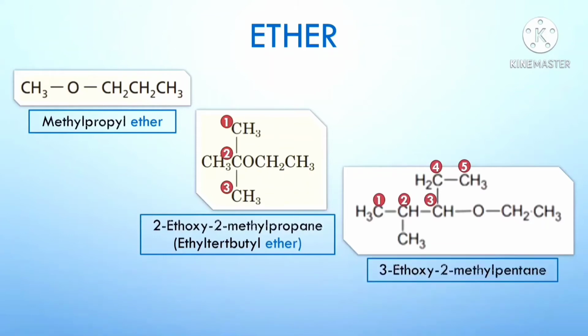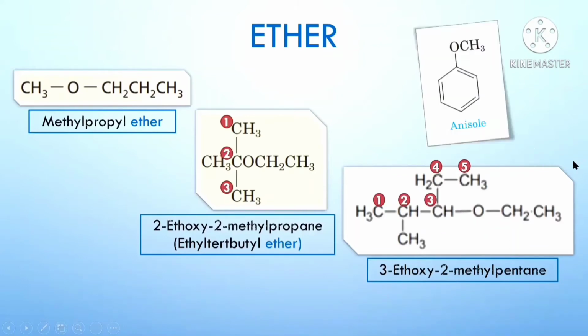So the name would be 3-ethoxy 2-methylpentane. This means that the parent chain is a pentane. At carbon number 2, there's a methyl group attached to it, and at carbon number 3, the ethoxy group is attached. A methoxy group attached to a benzene ring is called anisole.